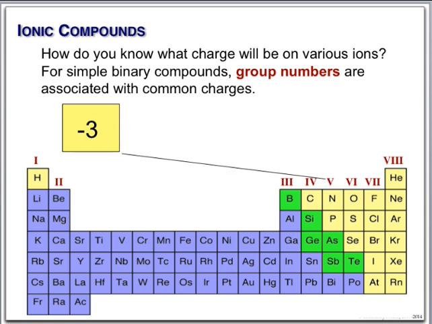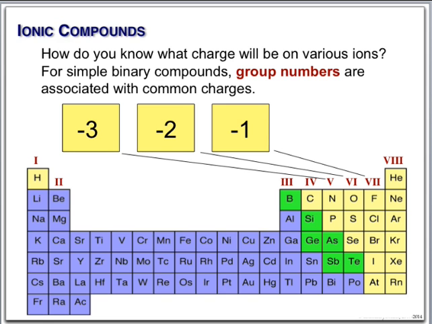Group 5, 6, and 7, we're going to form anions. So here we're adding an extra electron to the valence shell. Anything in group 7, fluorine, chlorine, bromine, iodine, these guys are going to form a -1 anion. Anything in group 6 is going to form a -2, and anything here in group 5 would form a -3. Any questions? It's actually very, very simple.